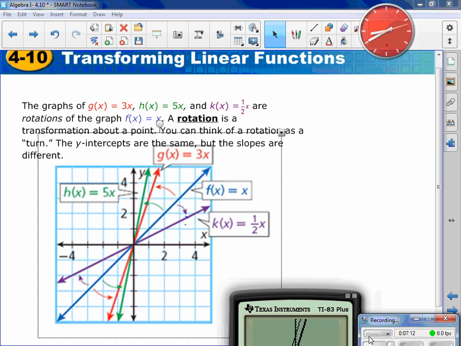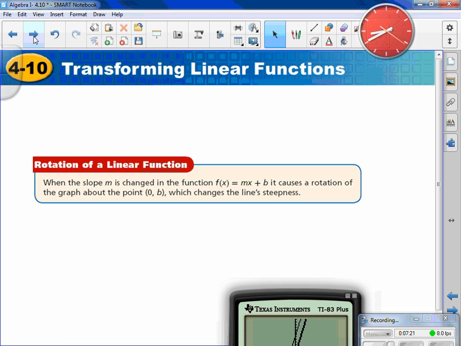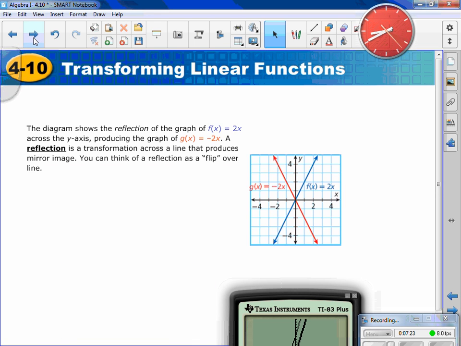Regardless of how it's moved up and down, the y-intercept is the rotation point. That's where I'm taking the graph and spinning it. And that's what we said. The last piece is a reflection.